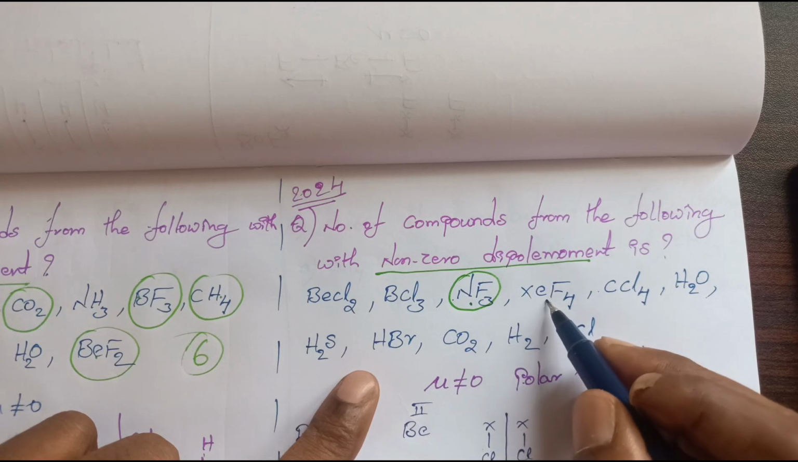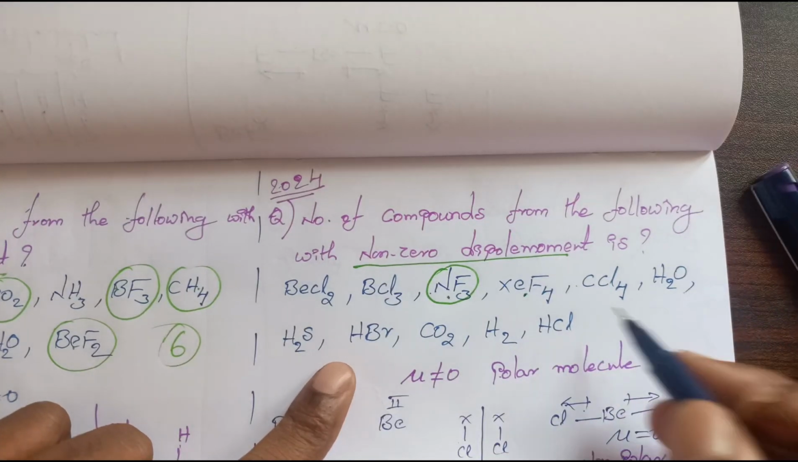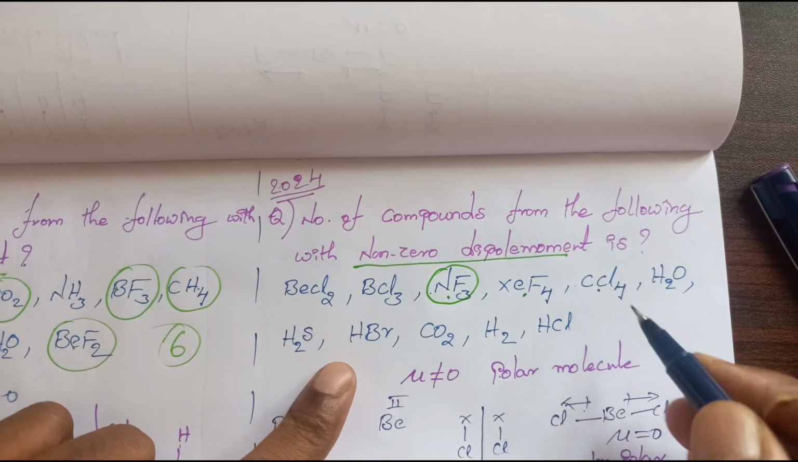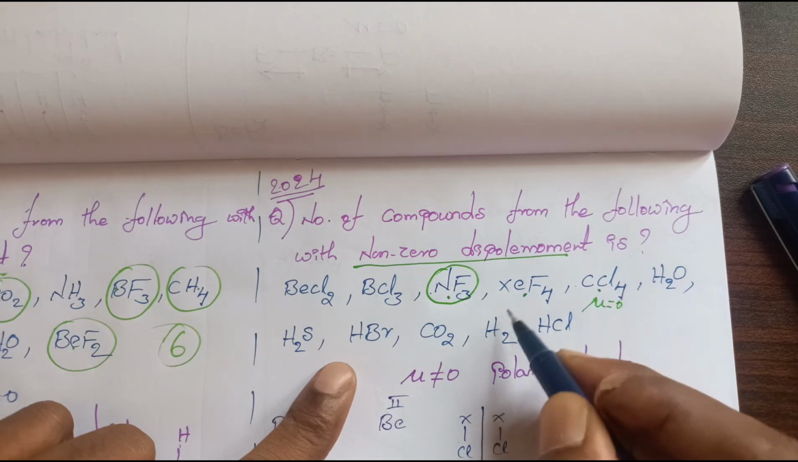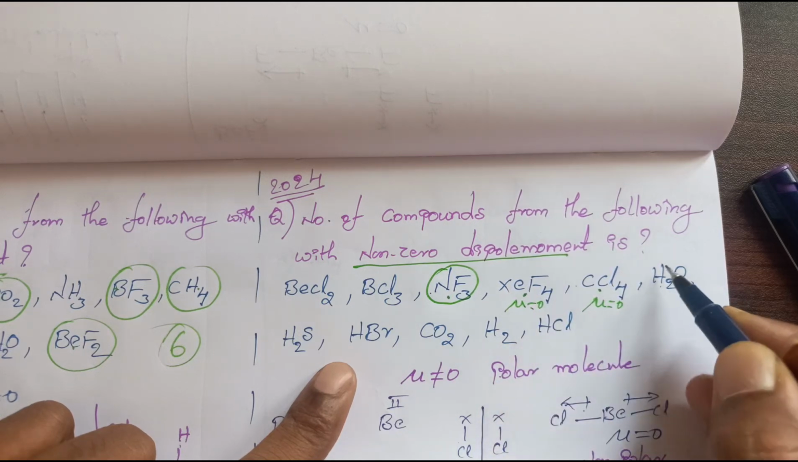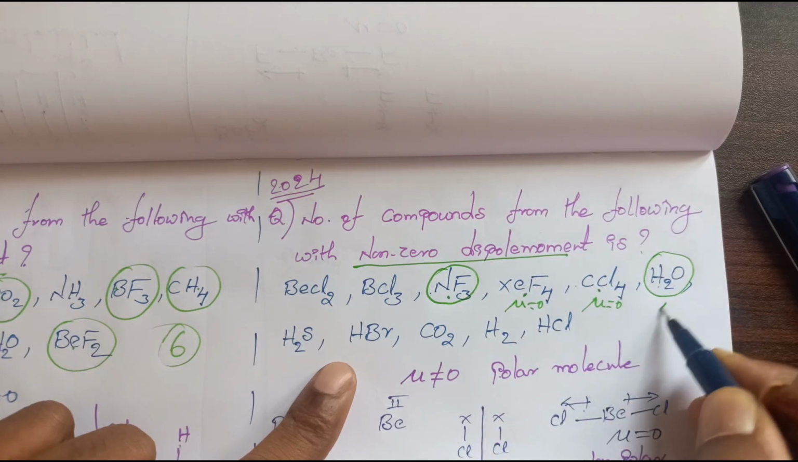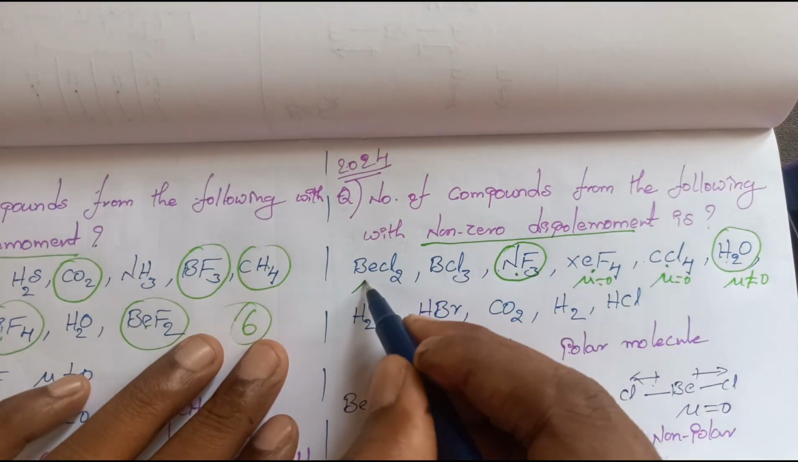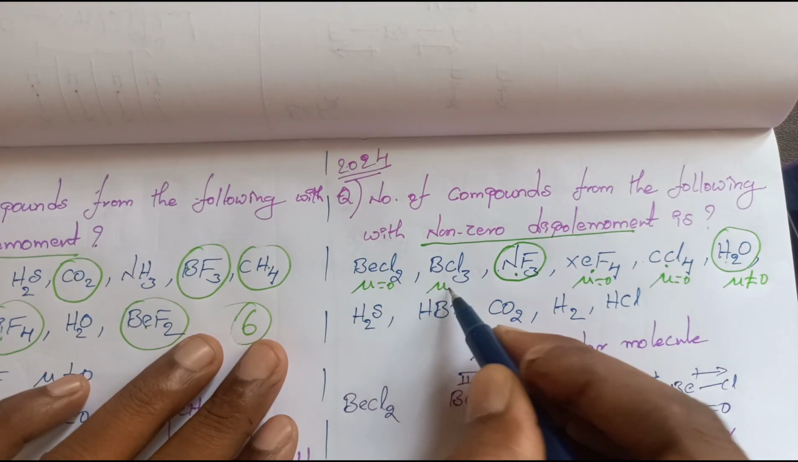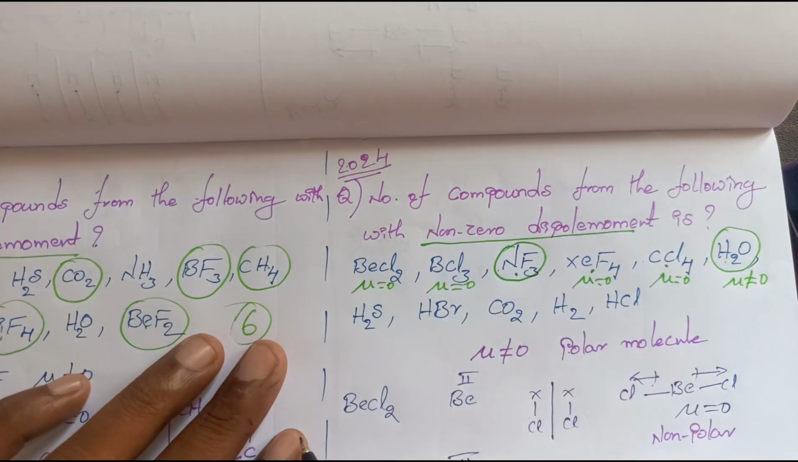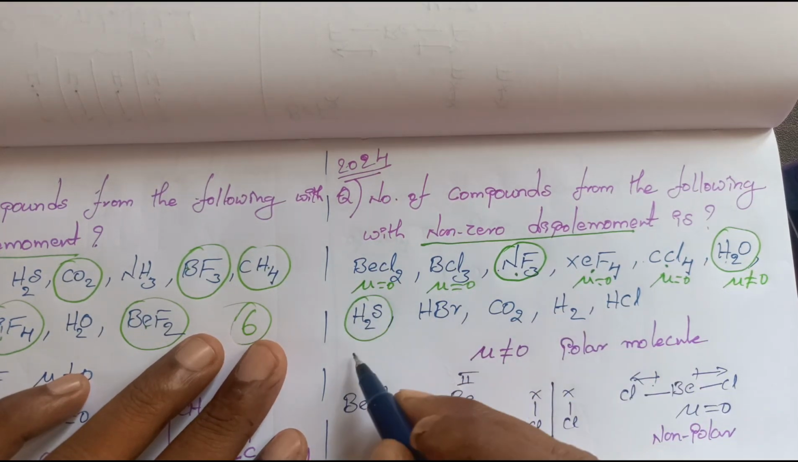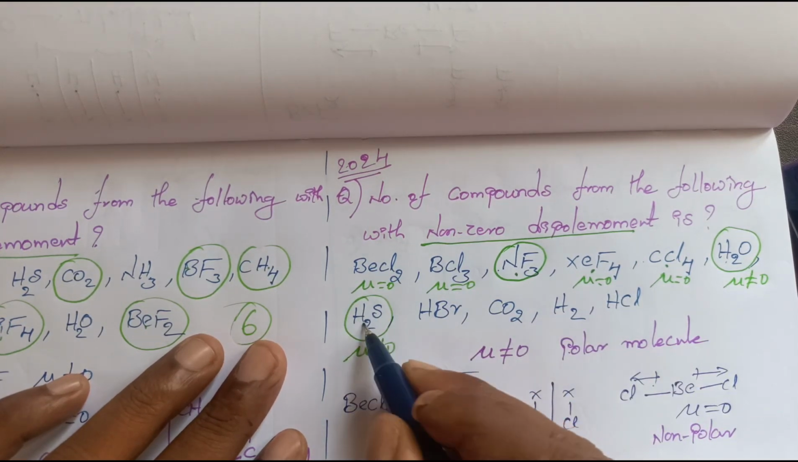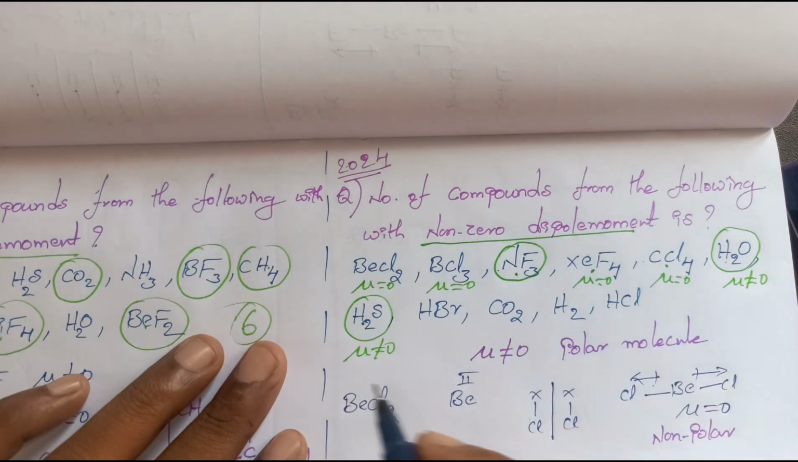Next, XeF4 is a square planar molecule. CCl4 is tetrahedral, dipole moment is 0. Water is a polar molecule, dipole moment not equal to 0. BeCl2 dipole moment equal to 0. BCl3 dipole moment equal to 0. H2S dipole moment not equal to 0 because of bent shape like water.